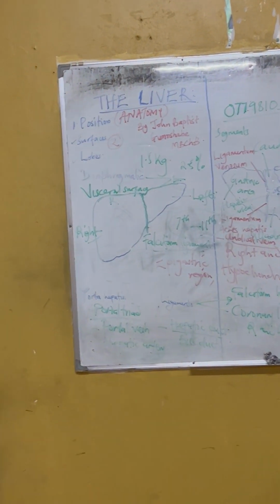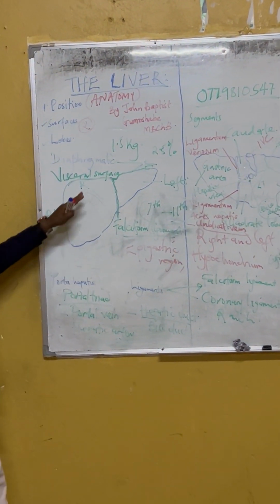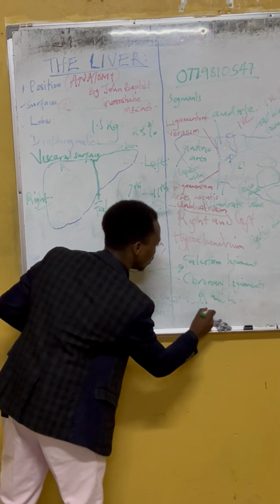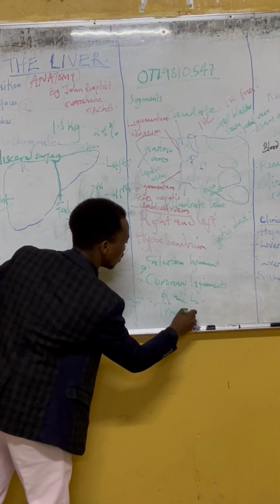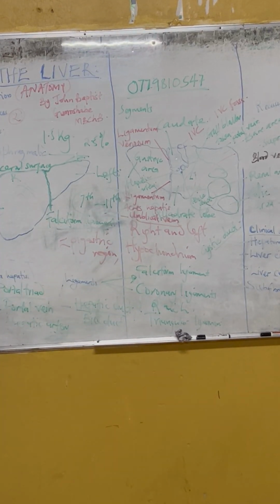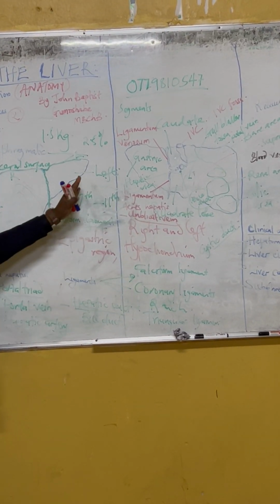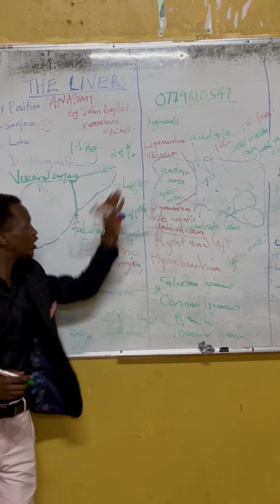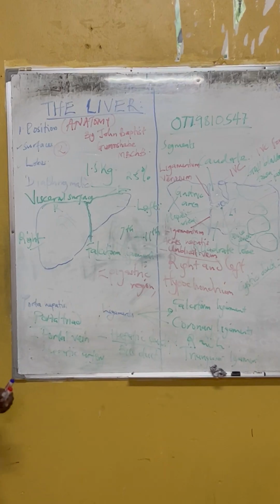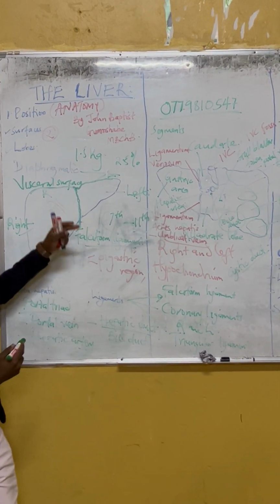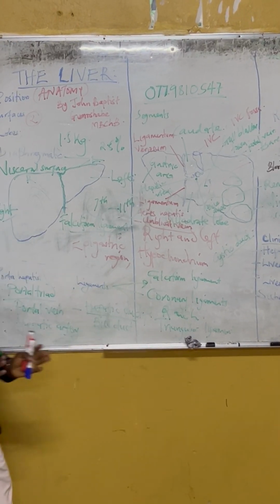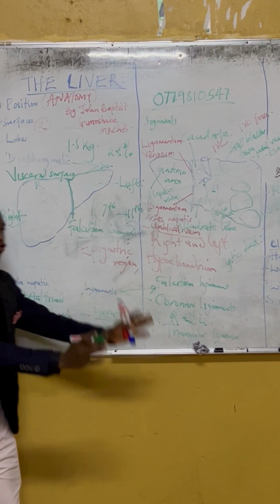Then with these coronary ligaments, we shall also have what you call the triangular ligament. The triangular ligament, we have both the right triangular ligament and the left triangular ligament. The left triangular ligament comes as a combination of the anterior coronary ligament and the posterior coronary ligament coming together to form the triangular ligament.